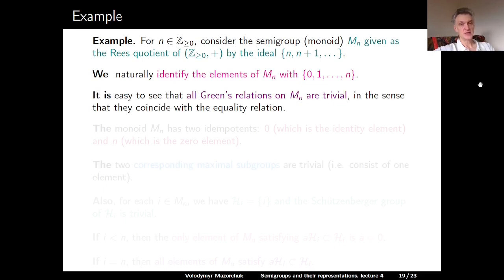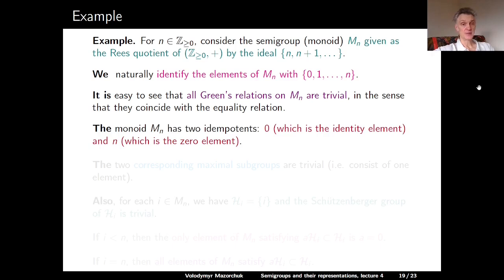It is very easy to see that all Green's relations on Mn are trivial in the sense that they all coincide with the equality relation. The monoid Mn has two idempotents: the element 0, which is the identity element because it's the additive monoid, and the element n, which is the zero element of this monoid. The two corresponding maximal subgroups are trivial, so they consist of one element.